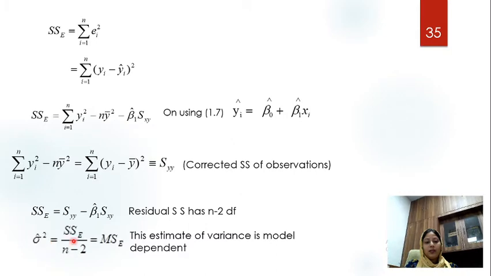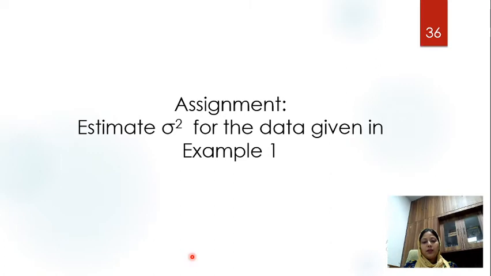Sigma hat square is SSE by n minus 2, which is equal to MSE. This estimate of variance is model dependent because we have assumed that the error terms follow a normal distribution with mean 0 and variance sigma square. So estimate sigma square for the data given in example 1.